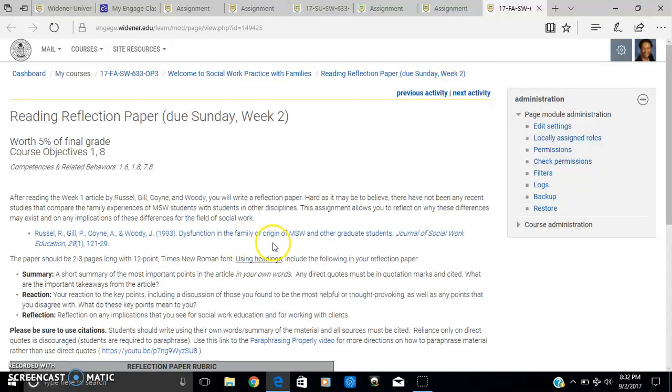That's called Dysfunction in the Family of Origin of MSW and Other Graduate Students. So this is the basis of your reflection. First, you're doing a summary of the major points in that article in your own words. Second, your reaction to the key points. And then third, your reflection on any implications that you see for social work education.